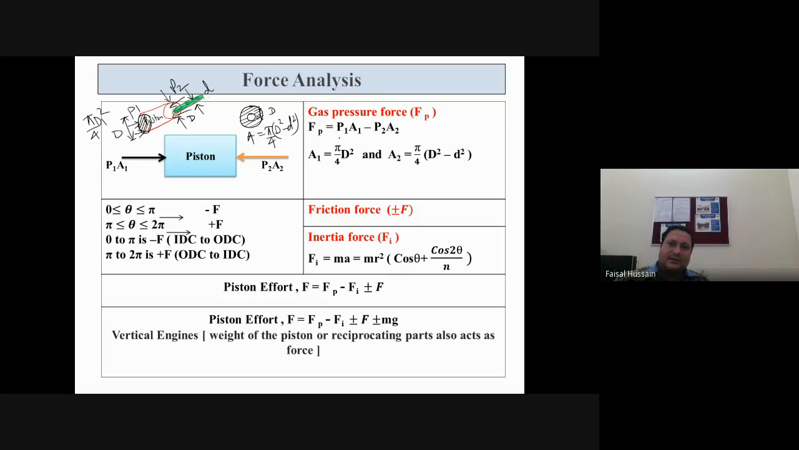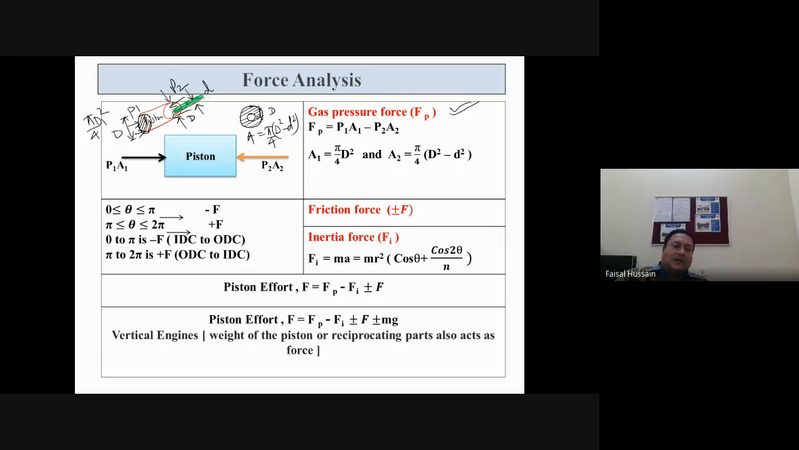Force will be stress into area. Remove stress and it will be pressure into area. So it is pressure into area minus the total force on the right side. So P1A1, the total force on the left side, is pi by 4 d1 square. On the right side it is pi by 4 capital D square minus small d square. Capital D is the piston diameter and small d is the piston rod diameter. So this Fp is your gas force which is acting on both sides of the piston.